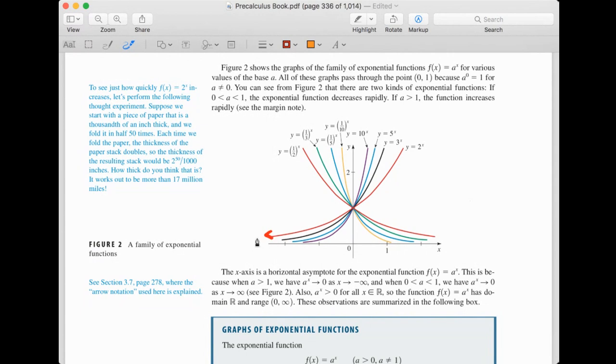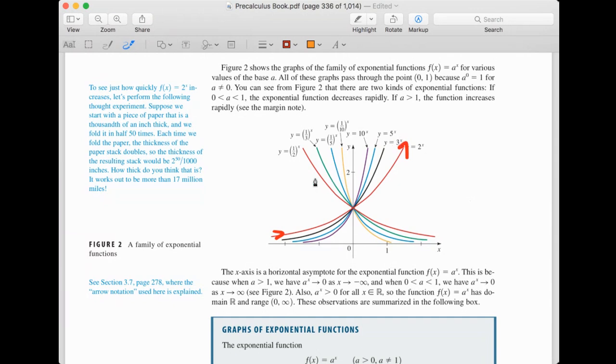All the values will be above the x-axis, but it will never touch it. So the graph goes very, very close to the x-axis. I should draw it this way, right? Then cross this common point, 0, 1. Keep going up, right? This goes on forever. All right, so this is exponential growth. When the base is bigger than 1, we have this kind of shape.